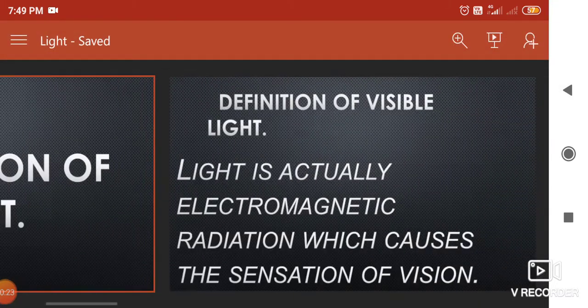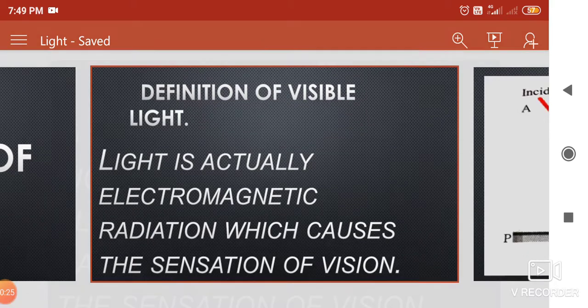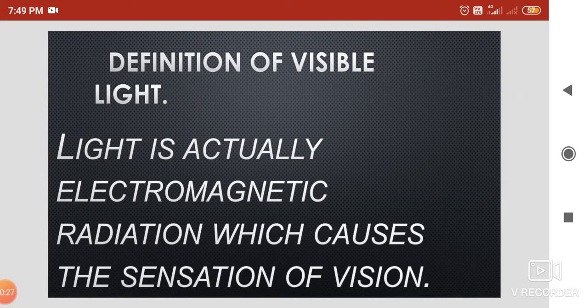Propagation of light means the traveling of light. When light travels in a given medium, this traveling of light is called propagation of light. We have learned that light travels in a straight line, so that traveling of light is called propagation of light.